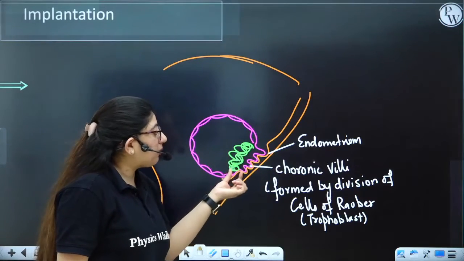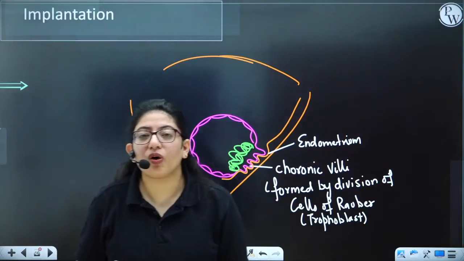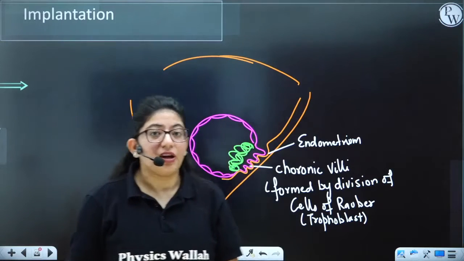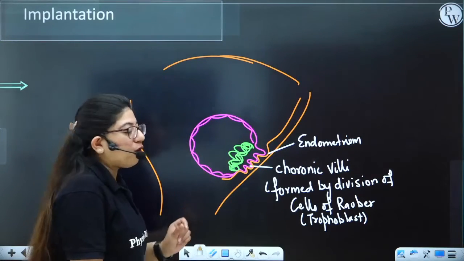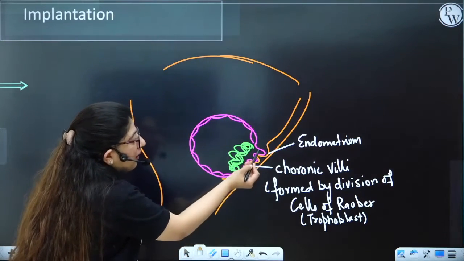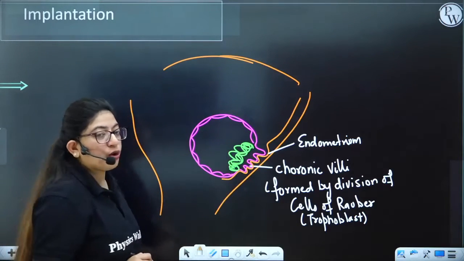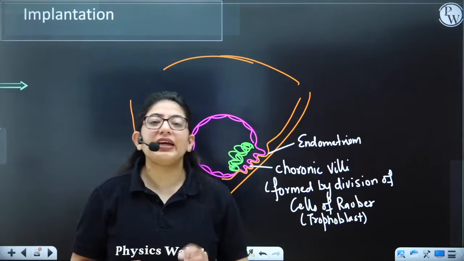Now what is formed here is known as the placenta. You will call it the placenta. So we say the placenta is partly formed by the endometrium and partly by the embryo. So this structure is known as the placenta.